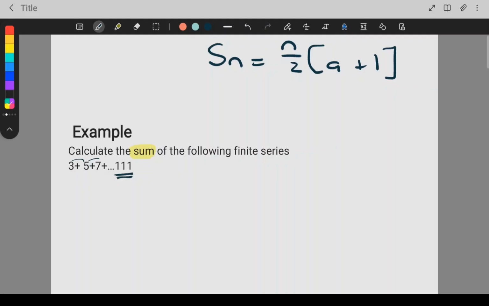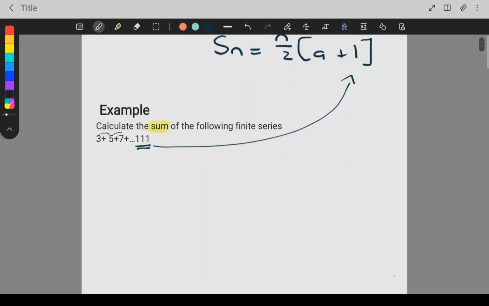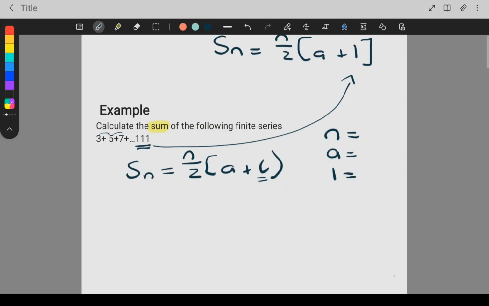Now, because I have the last term, I'm going to use this formula over here. I don't have to use this formula, but because I have the last term, I'm going to try and use this one. So I'm going to write the formula down. In this case, I need n, I need a, the first term, and l, which stands for the last term. So a is 3, that's the first term. The last term is 111.